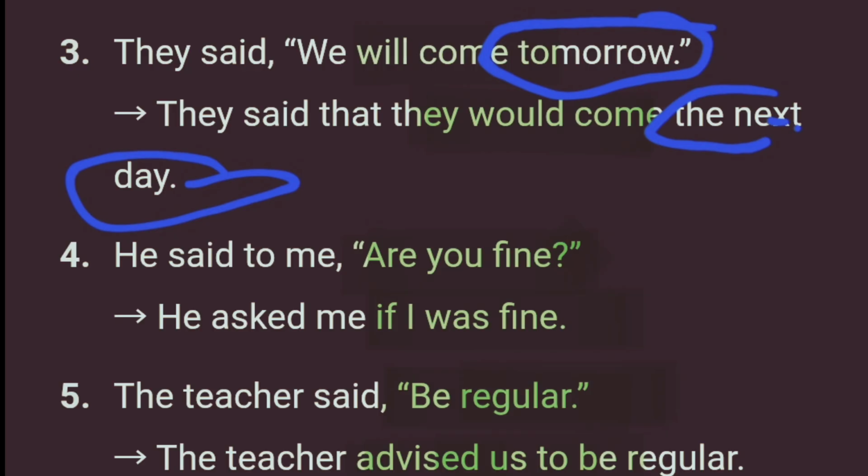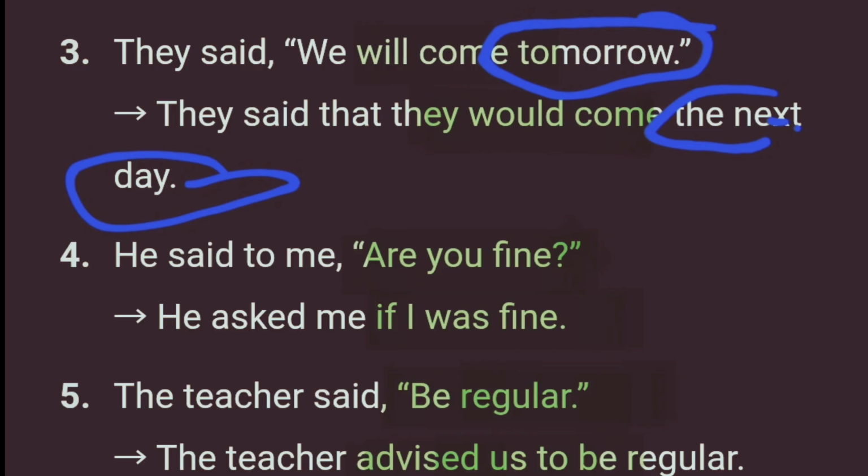Now question form. He said to me, are you fine? Now question will change. He asked. So he asked me. Here, yes or no type of the question. So we will use if as a connector and we will write he asked me if I was fine.